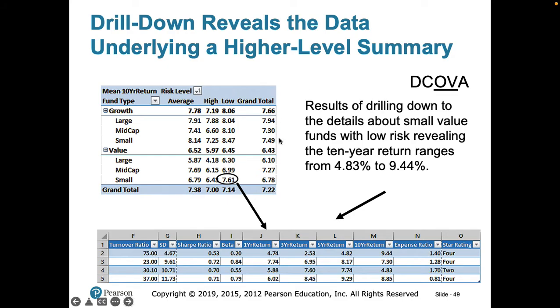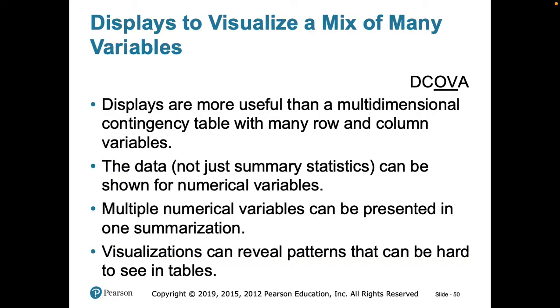The drill down is perhaps the simplest form of data discovery. So basically you click on it and you can drill down and it'll give you the data. So here is an example, right? This is from Excel. If you click on the 6.61, then it opens the data telling you where the 6.61 is coming from. These plots visualize a mix of many variables. Continuing with that, you have these plots that are more useful than a multidimensional contingency table with many row and column variables, and we'll see that in just a minute.